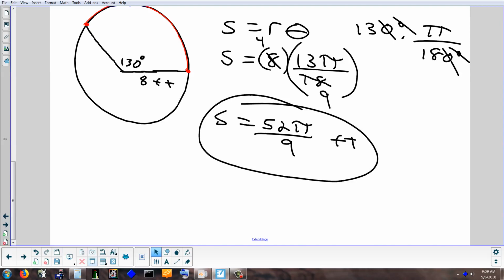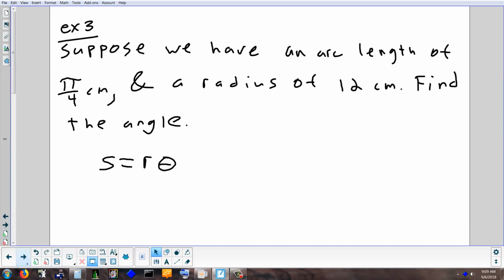All right, so we've done a couple examples where we had to find the arc length. Let's do one where we have to find the angle. So the first thing they do is they tell us the arc length. This time the arc length is pi over 4 centimeters, and the radius is 12. Find the angle.